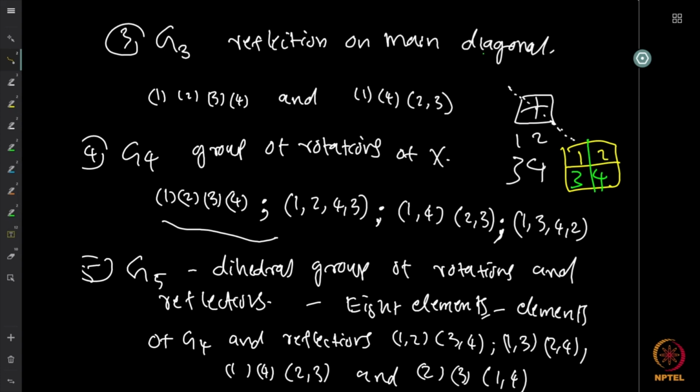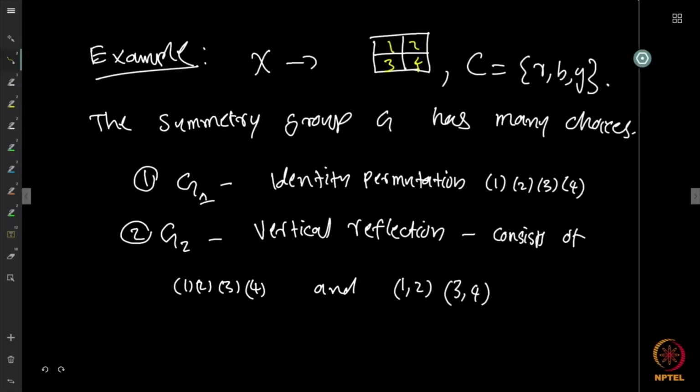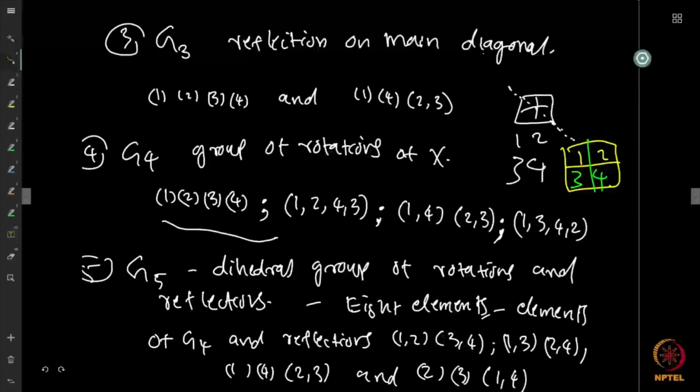subgroup. Now you will see that as abstract groups, if you have studied group theory, G2 and G3, for example, are isomorphic. We have not defined isomorphism, but in any group theory course you will see.